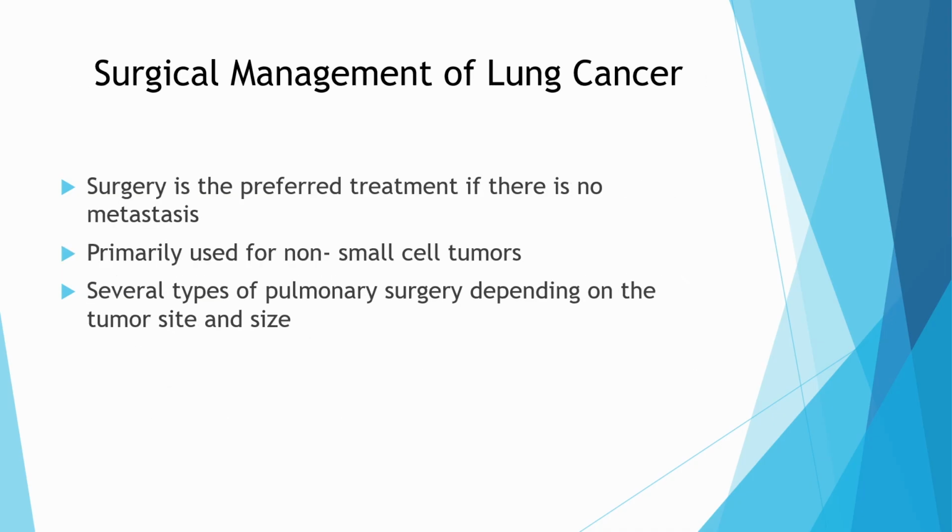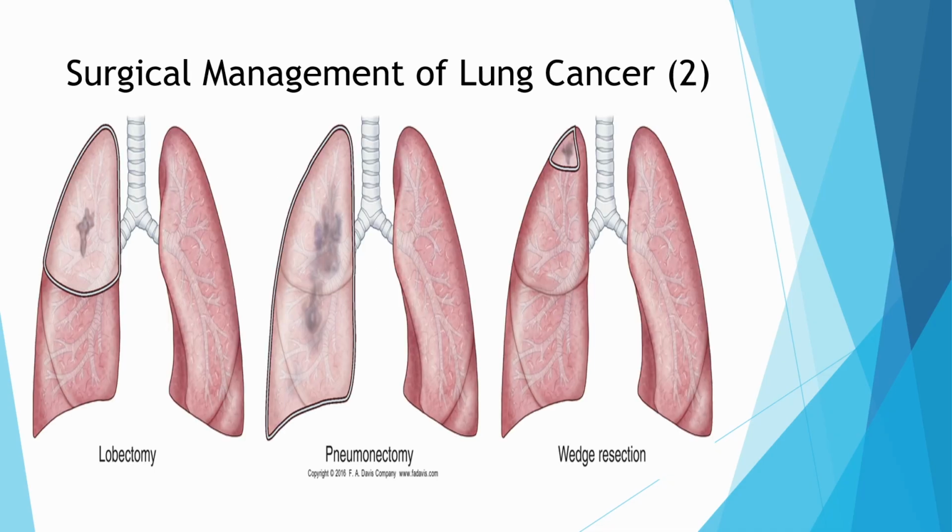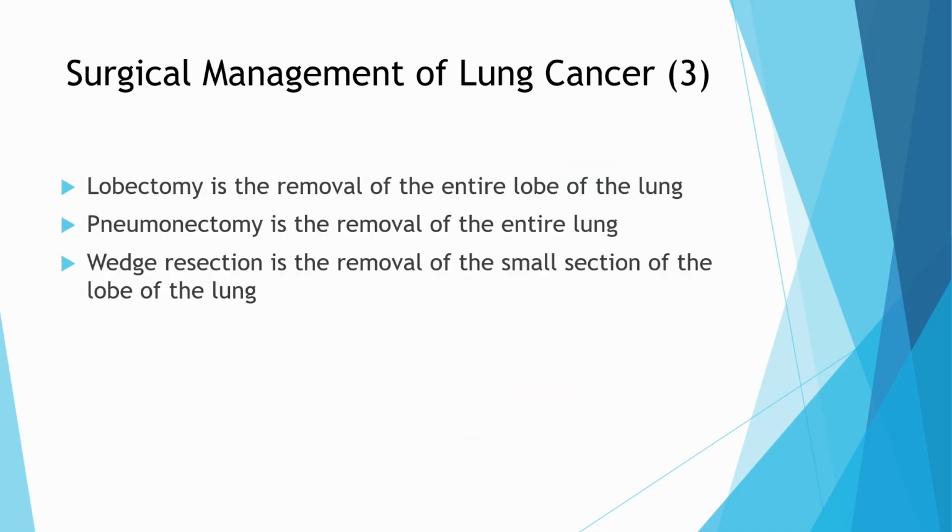Surgical management of lung cancer. Surgery is the preferred treatment if there is no metastasis. It is primarily used for non-small cell tumors, and there are several types of pulmonary surgery depending on the tumor site and the tumor size. A lobectomy is the removal of the entire lobe of the lung. Pneumonectomy is the removal of the entire lung, and the wedge resection is the removal of a small section of the lobe of the lung.